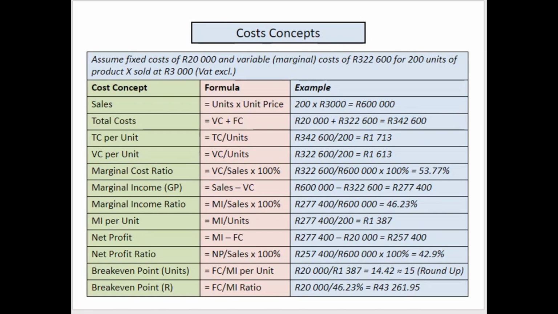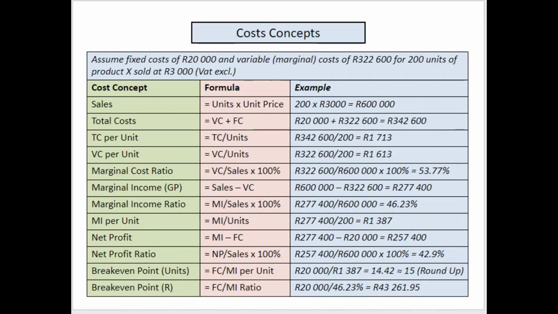So I gave you the example there. I say, assume a fixed cost of 20,000 and a variable cost of 322,600 Rand for 200 units of product X sold at 3,000 Rand excluding VAT. And that's important, guys. If I gave it to you including the VAT, you would have had to calculate the VAT exclusive amount first, because we do all our cost calculations based on the amount excluding VAT.